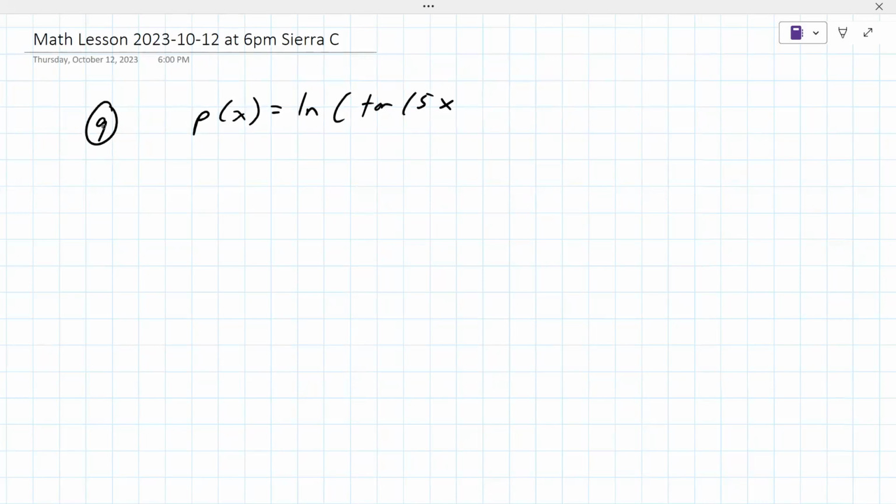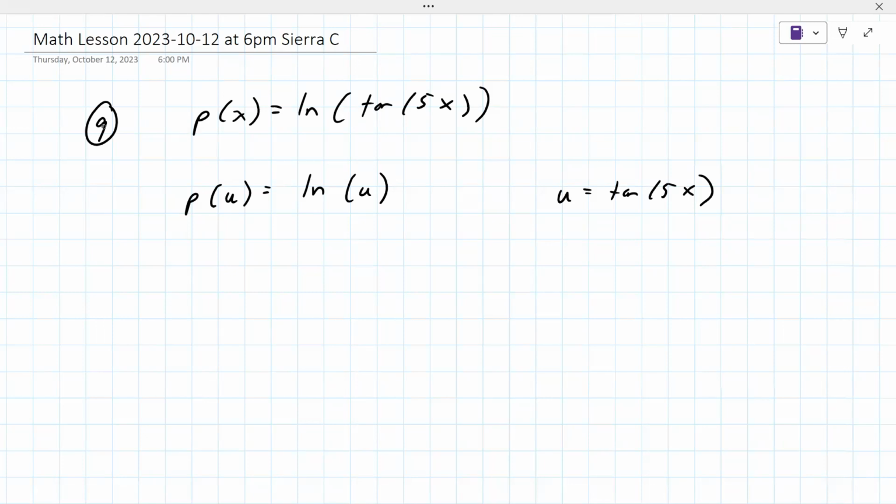Of 5x. Does that look right to you? Yes. All right. First thing for me here, if I were showing you how to do this, I would change it to the natural log of u, where u is tangent of 5x. Have you seen that before? Is that okay? I have not seen that before.